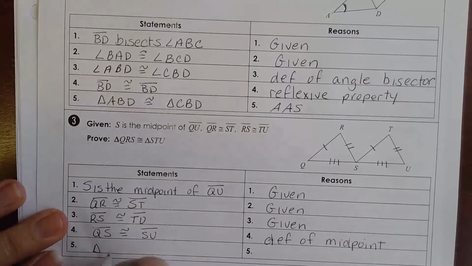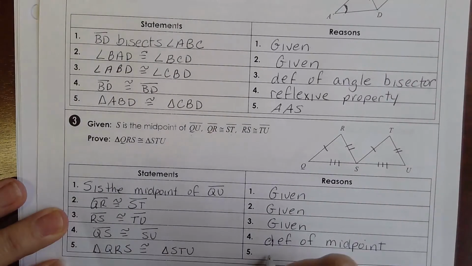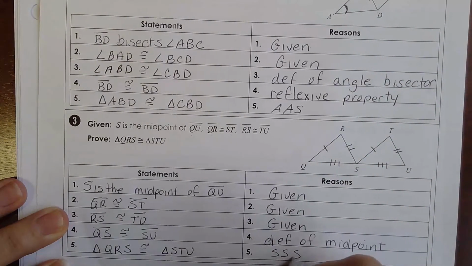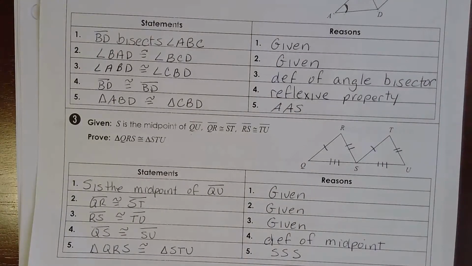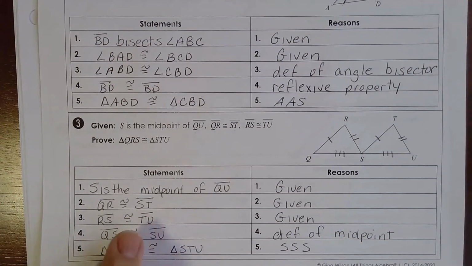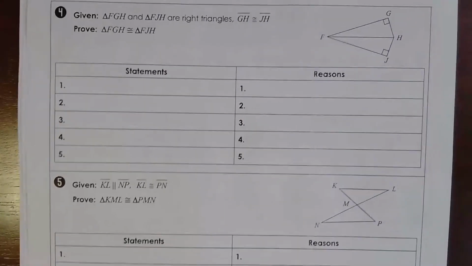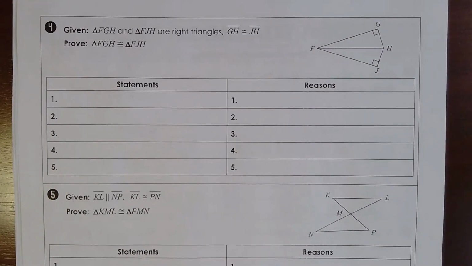So then we can say triangle QRS is congruent to triangle STU by side, side, side. Pretty snazzy, isn't it? All right. Three more. How about number 4? Oh, okay.